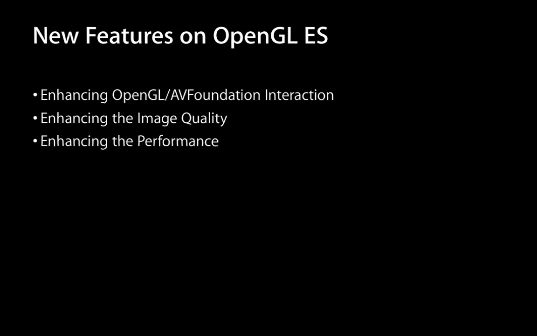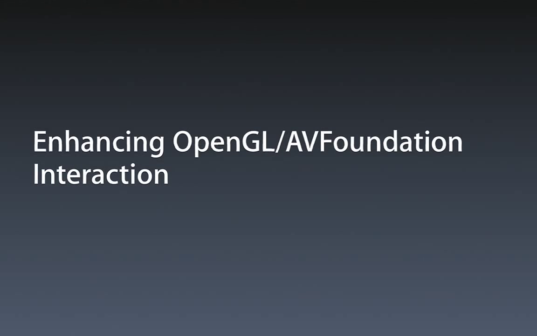The second set of extensions are basically to help you enhance the image quality on your graphics applications. And the third category is the extensions and the new features that help you improve the performance of your graphics application. So let's start with enhancing the OpenGL AV Foundation interaction.